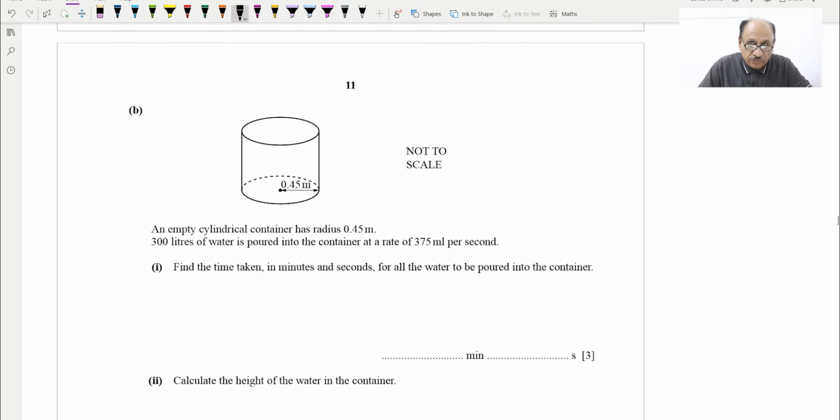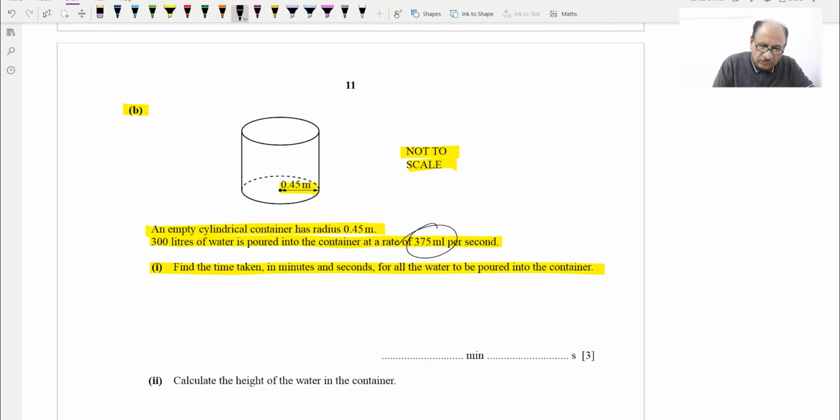Hopefully you understood this. Now the B part says diagram is again not to scale. An empty cylinder container has radius 0.45 meters. So this is the radius, and 300 liters of water is poured into the container at the rate of 345 ml per second. So this is the speed, and what we need to do is find the time taken in minutes and seconds for all the water to be poured into the container.